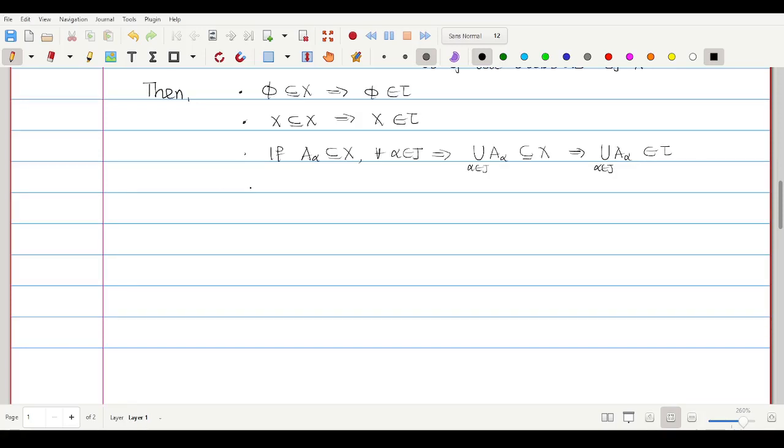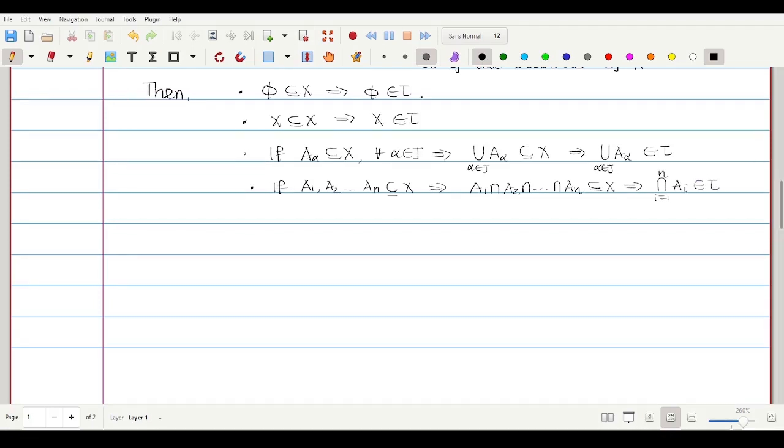And the last one is what? If A1, A2, ..., An belong to tau, which are subsets of X, ஆக இருந்தால், then this must imply that the intersection A1 intersection A2 intersection ... intersection An is also a subset of X. So this implies that the intersection of Ai, i equal to 1 to n, also belongs to tau.